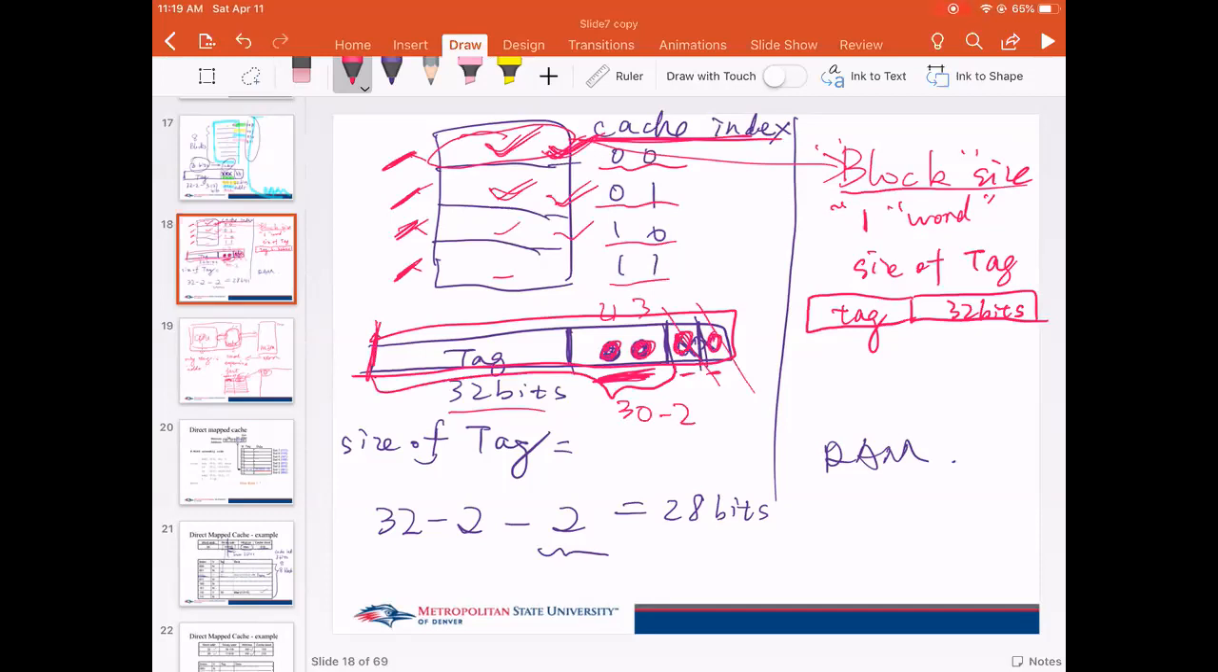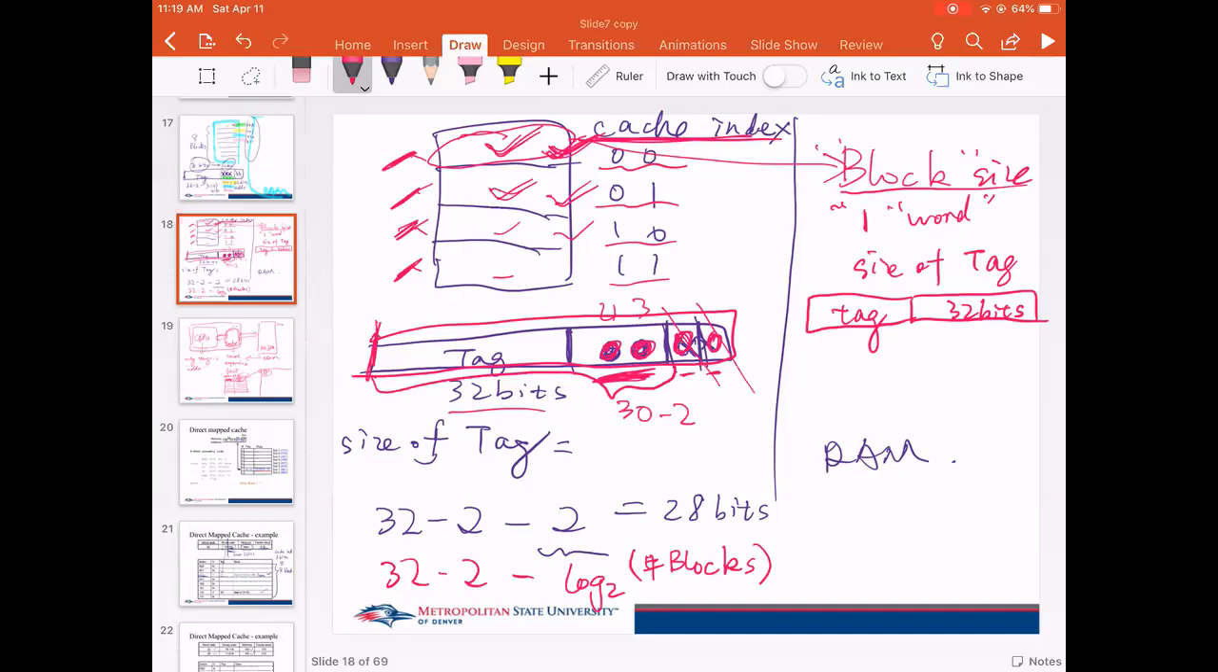So that tells us the rule of determining the tag: we always use 32 minus 2 minus the log 2 of the number of blocks. Log 2 of the number of blocks. So if you have 8 blocks, then this number will be 3. If you have 4 blocks, then this number will be 2.